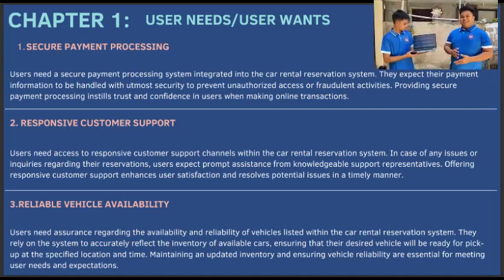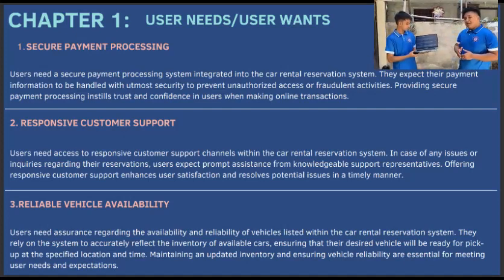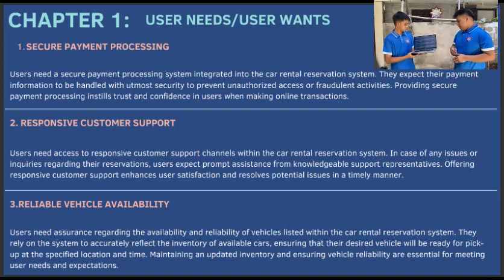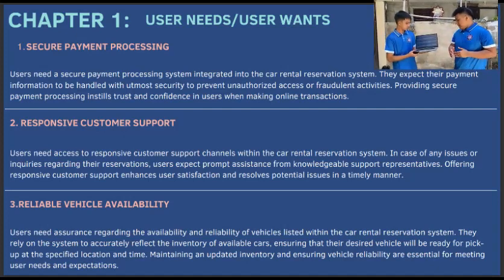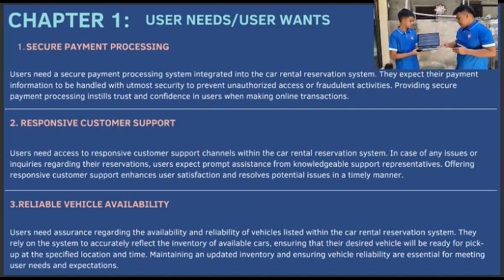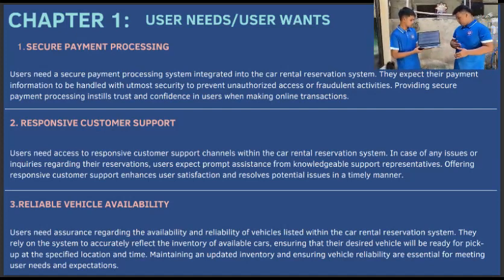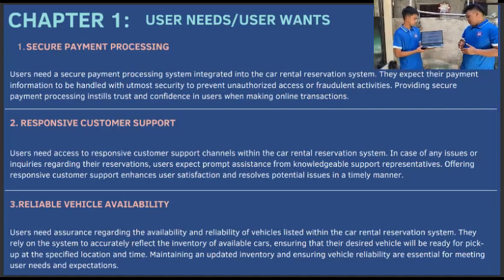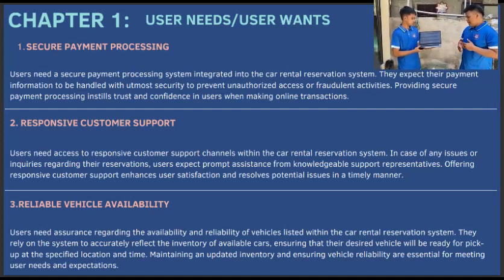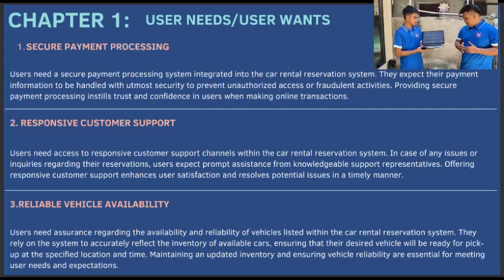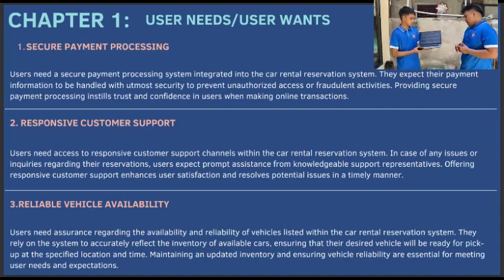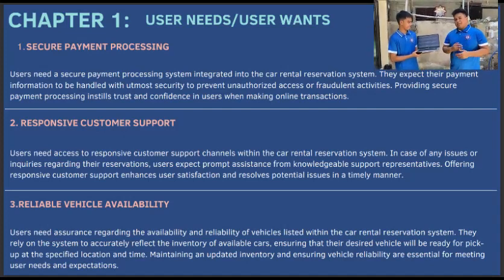Number 3, reliable vehicle availability. Users need assurance regarding the availability and reliability of vehicles listed within the car rental reservation system. They rely on the system to accurately reflect the inventory of available cars, ensuring that their desired vehicle will be ready for pickup at the specified location and time. Maintaining an updated inventory and ensuring vehicle reliability are essential for meeting users' expectations.